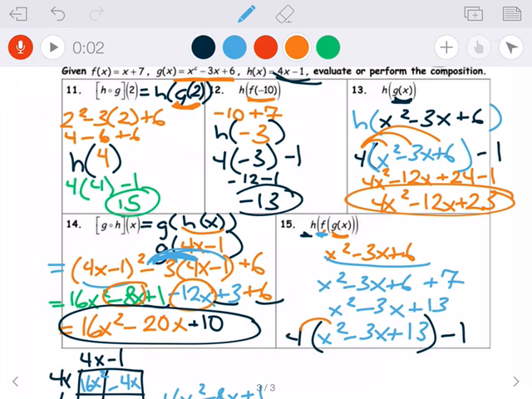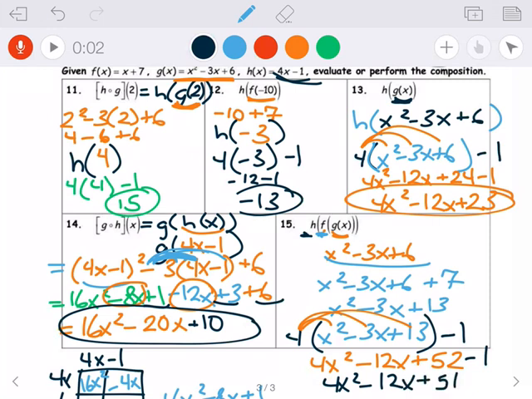So I can go ahead and distribute that 4 to everything after it. 13 times 4, I would get 52. And then I can drop down that minus 1. And then I could combine like terms. So I would have 4x squared minus 12x plus 51.